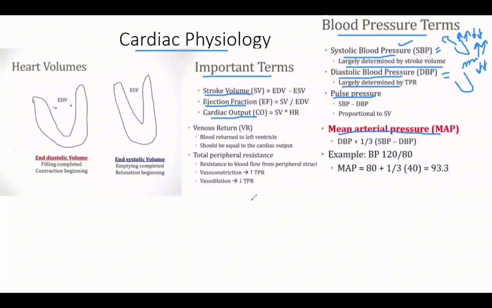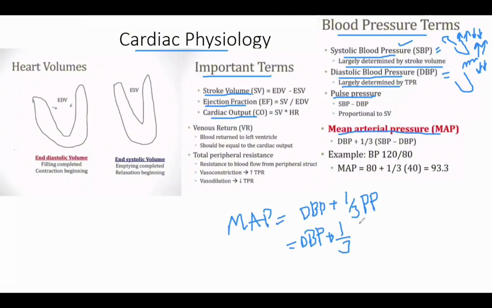Now, what is mean arterial pressure? Mean arterial pressure, or MAP, is equal to the diastolic blood pressure plus 1/3 of pulse pressure. We also know that the pulse pressure is equal to systolic blood pressure minus diastolic blood pressure. So here you can see that MAP is diastolic blood pressure plus 1/3 of systolic blood pressure minus diastolic blood pressure.